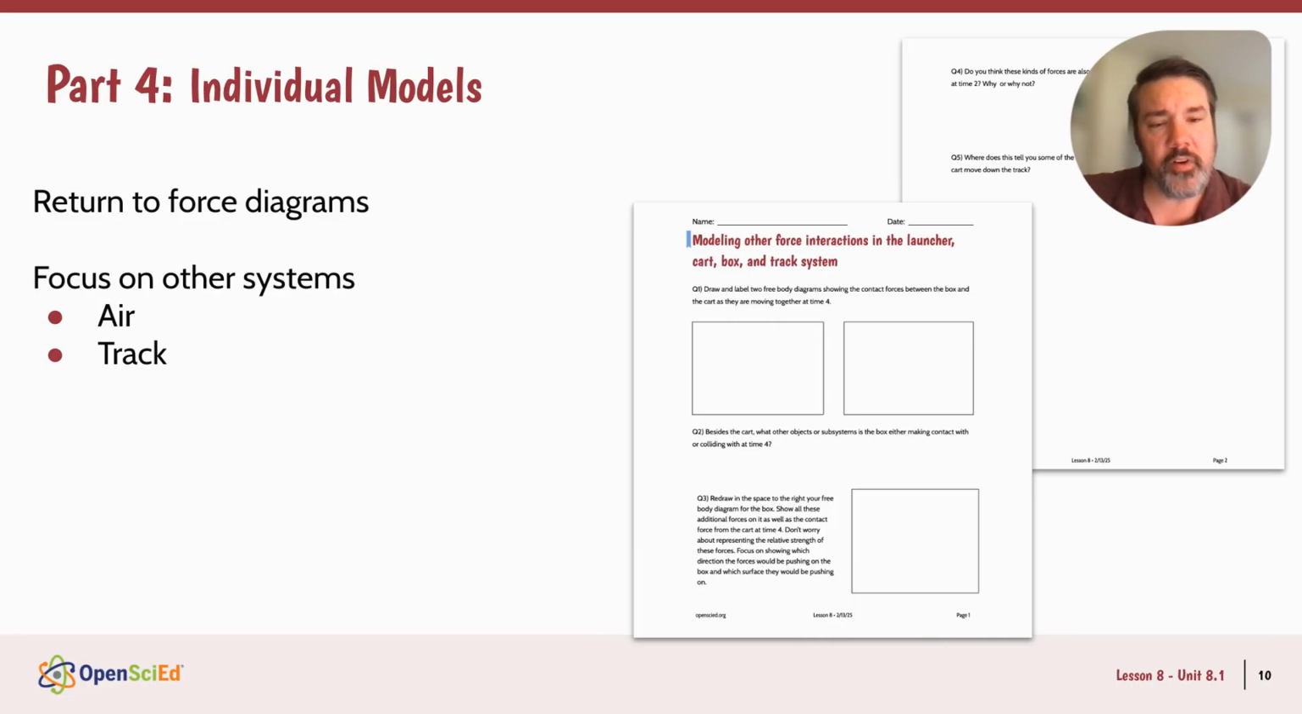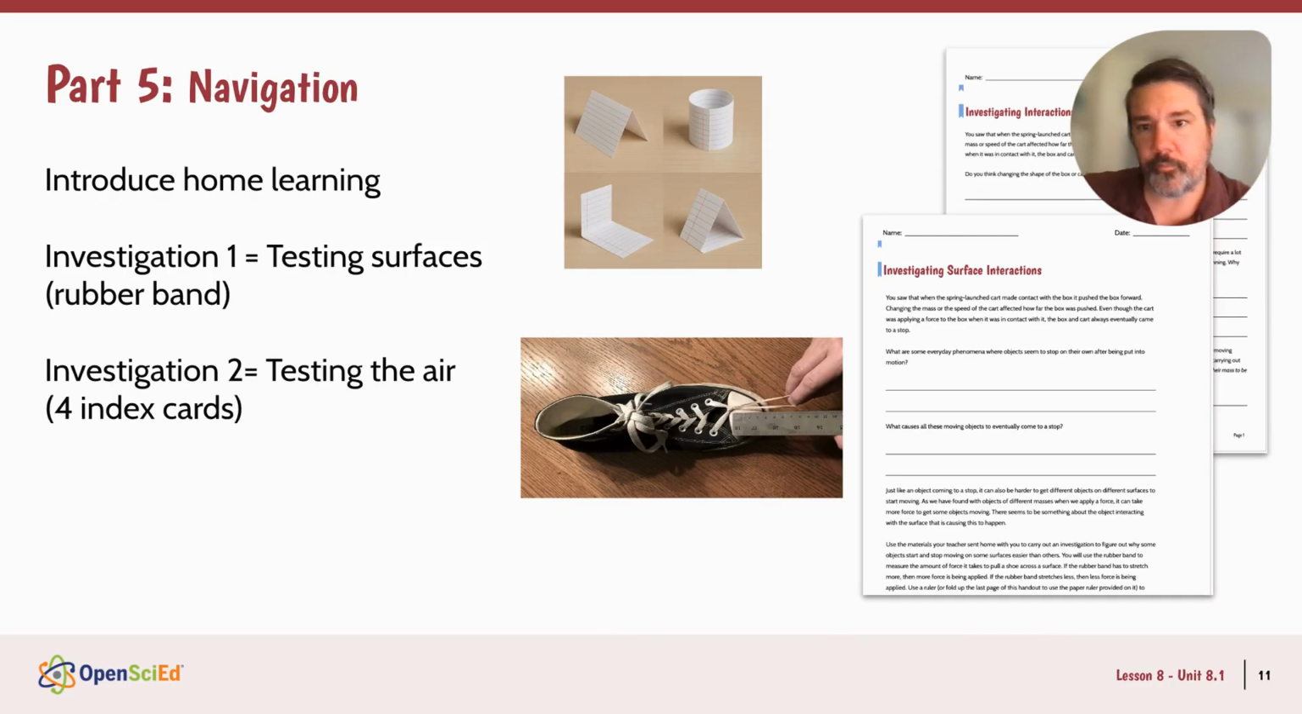So you're looking for kids just to show equal and opposite forces in those moments, those force pairs. And there are 2 questions here that start to ask kids to focus on what's happening with the track where the cart and box are in contact, and the air. So we're starting to motivate the wonderings about friction and air resistance.